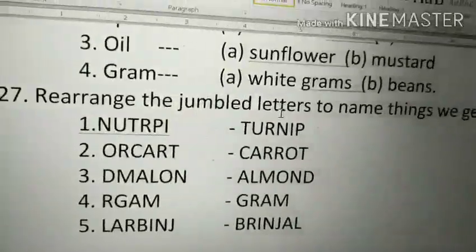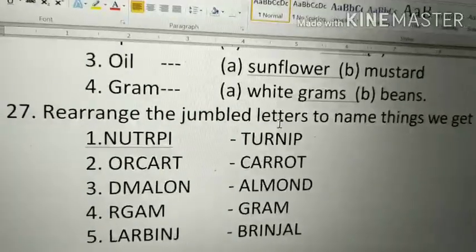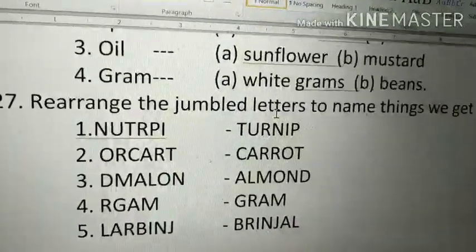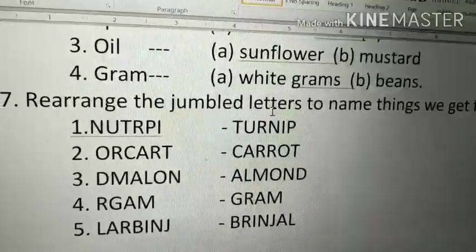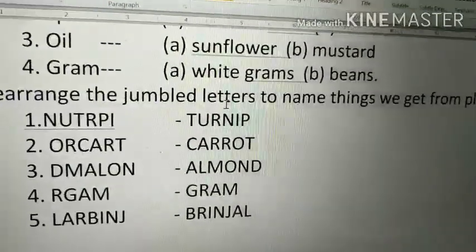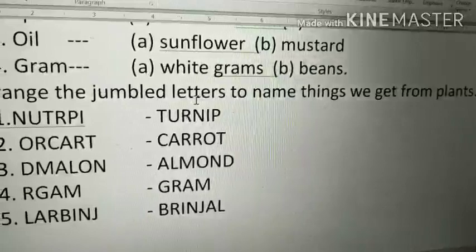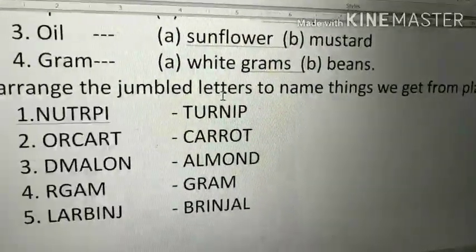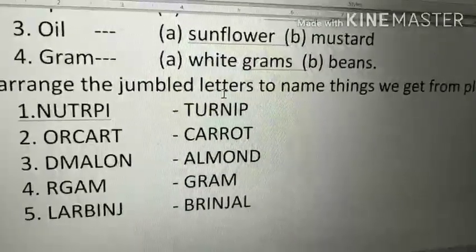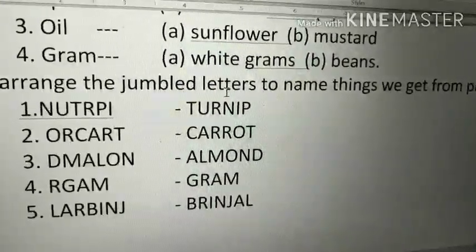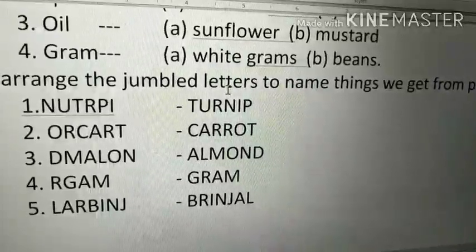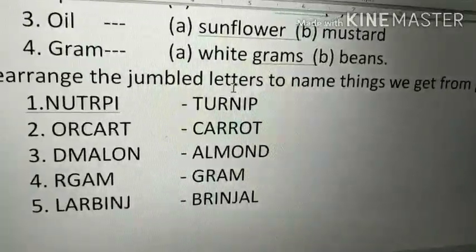Then question number 27. Rearrange the jumbled letters to name things we get from plants. One, turnip. Two, carrot. Three, almond. Four, gram. Five, brinjal.